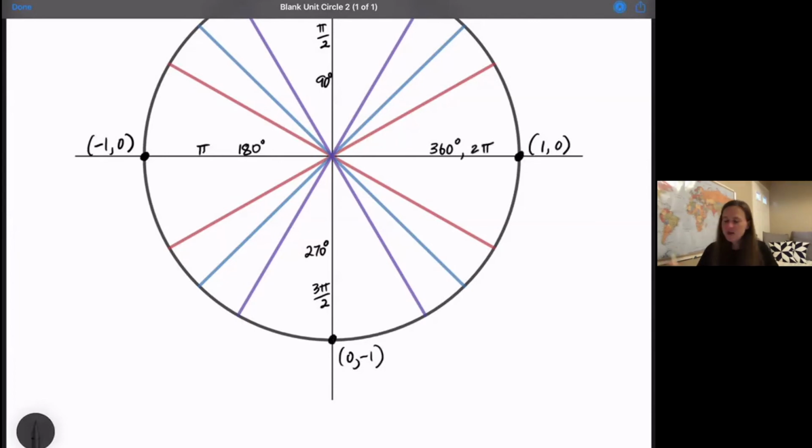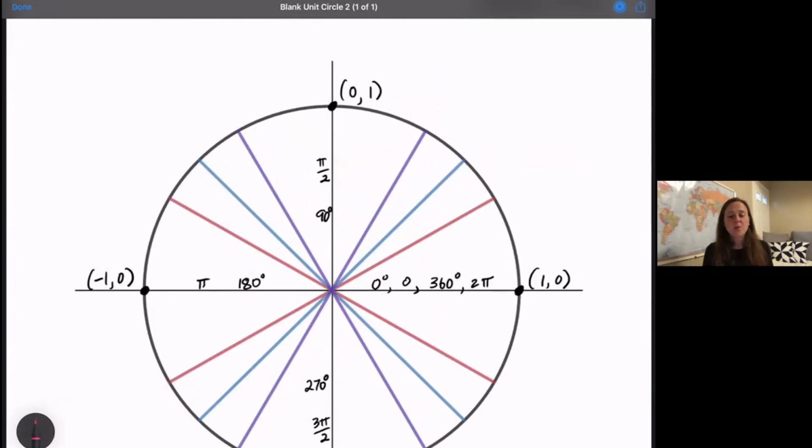We also would think about this spot, though, as the angle that is 0 degrees. So that's where you start off on the positive x-axis and you don't go anywhere. Okay, so this is also 0 degrees, which is also 0 radians. So that's the only one we label with 2 different measurements on our unit circle. And so those red, blue, and purple spokes are going to be the angles 30 degrees, 45 degrees, and 60 degrees.